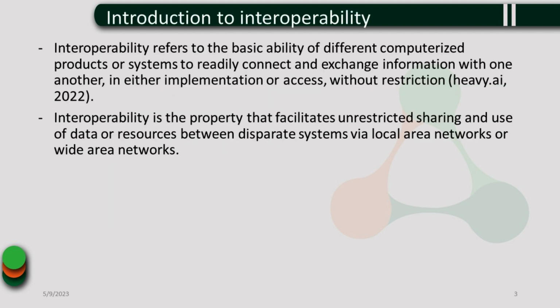Introduction to interoperability. Interoperability refers to the basic ability of different computerized products or systems to readily connect and exchange information with one another, in either implementation or access, without restriction. Interoperability is the property that facilitates unrestricted sharing and use of data or resources between disparate systems via local area networks or wide area networks.